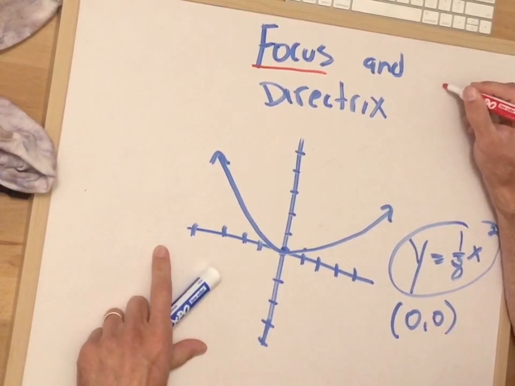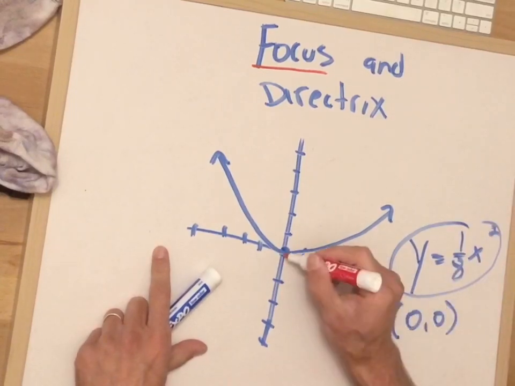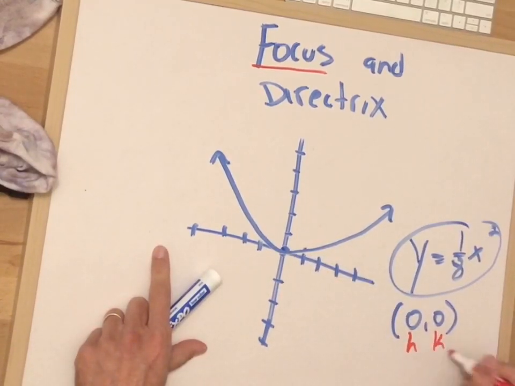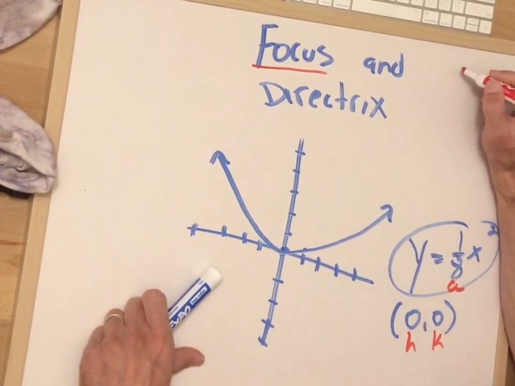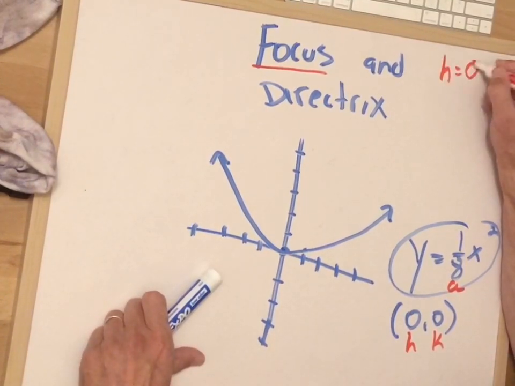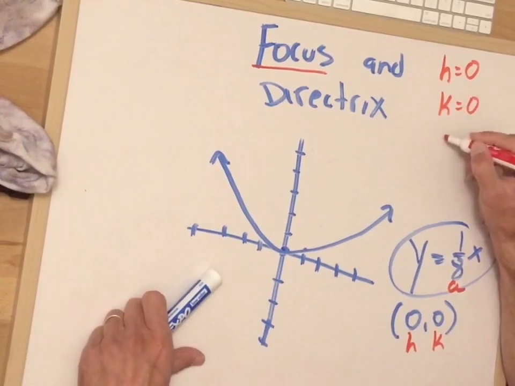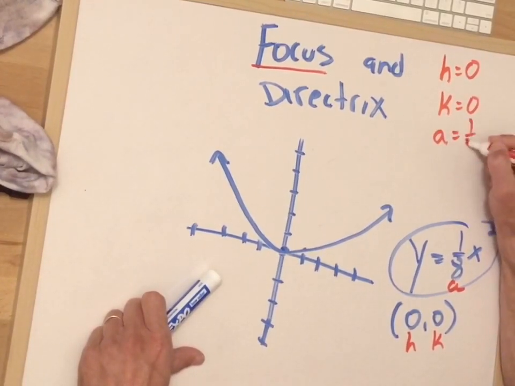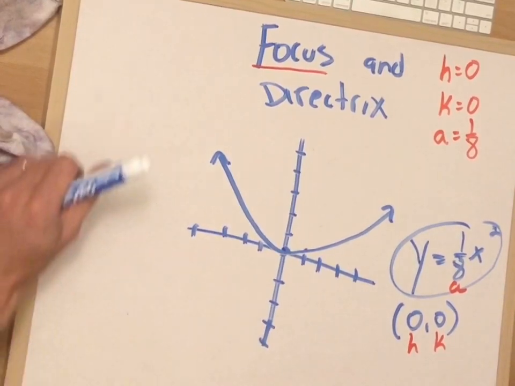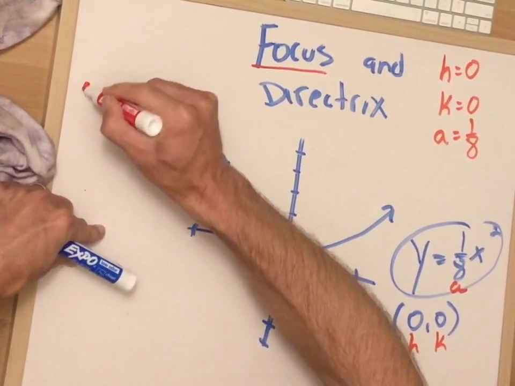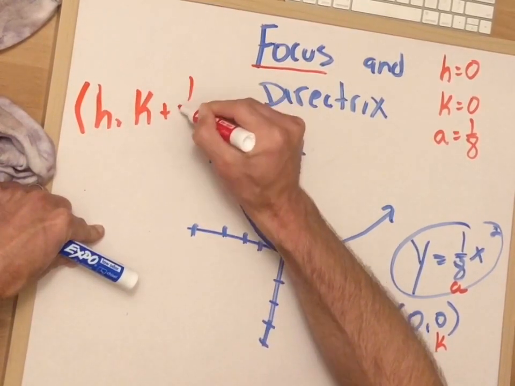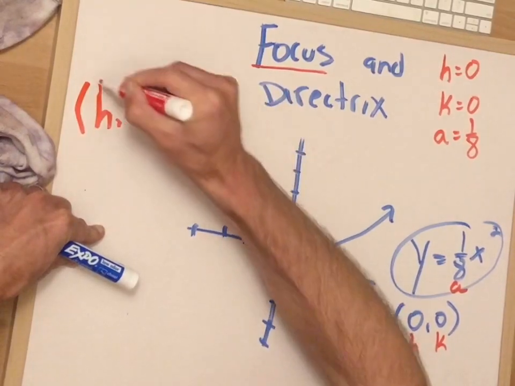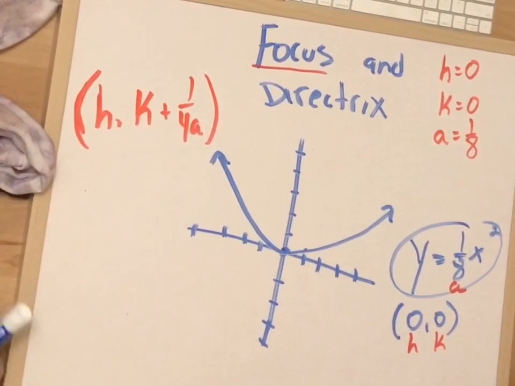I want you to identify, because remember in vertex form, technically your vertex, this is your h and this is your k, and whenever you're given an equation, the number in front of your x squared is considered your a. So when you have these, identify your h, identify your k, and identify your a. Now the equation is (h, k plus 1 over 4a). This is the one that looks a little weird, but I promise you it's super simple.